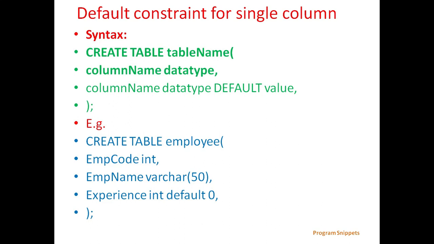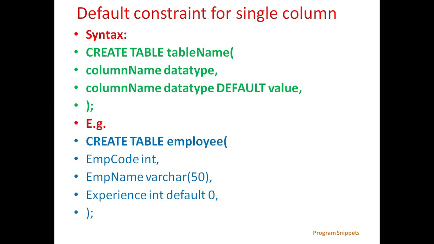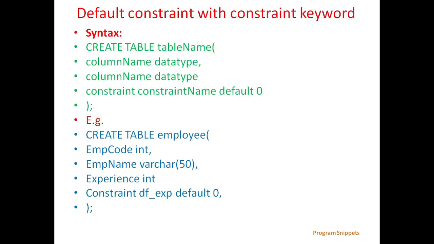The syntax for adding a default constraint for a single column is: create table name, then column name with data type, and column name with data type and the default value. For example, create table employee, then employee code field with data type integer, then name, and experience with default value as 0.